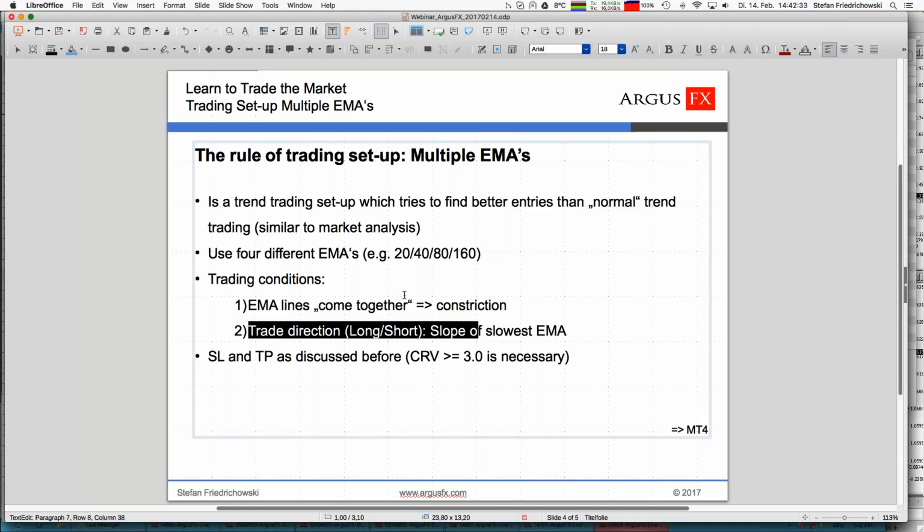Still, we have the question, what trade direction? The trade direction we choose here is always the slope of the slowest EMA. What does it mean? There's always one EMA which has the highest number, in my case 160, and if that line goes up, we would open a long trade, and if that line goes down, we would open a short trade.